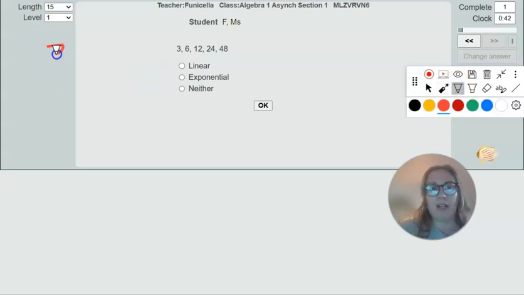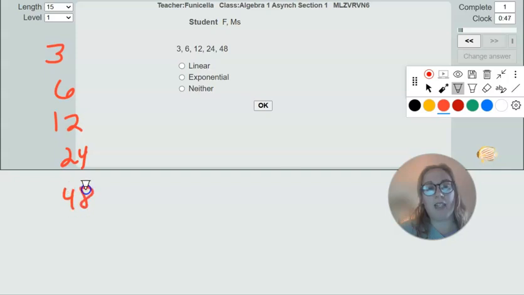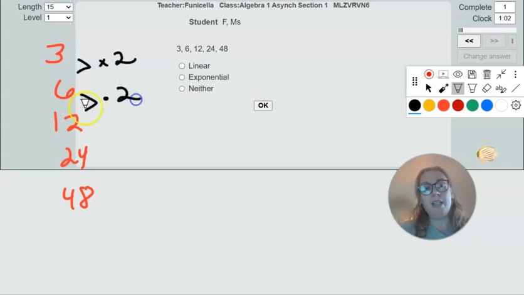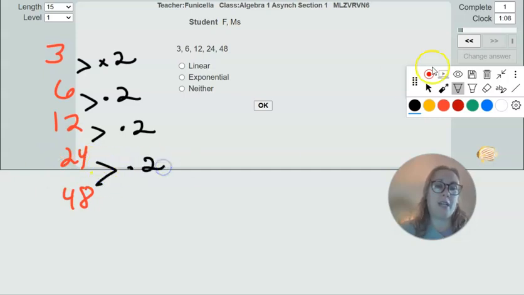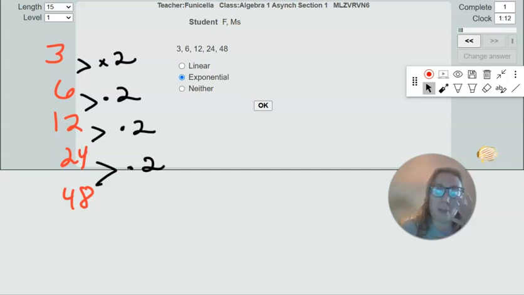Here's our next one. We have 3, 6, 12, 24, and 48. So we can see these numbers are getting bigger, faster. That's a clue that it might be exponential. So we could think about multiplication. If we multiply by 2, 3 times 2 is 6. 6 times 2 is 12. 12 times 2 is 24. And 24 times 2 is 48. This is an example of exponential.